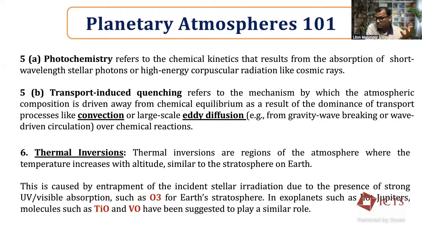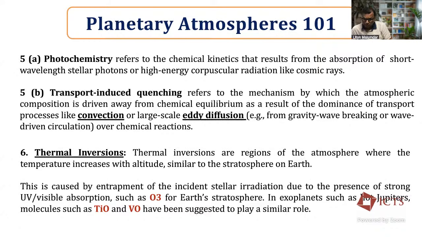There are some other processes also, such as thermal inversion. Okay, so thermal inversion of the atmosphere can be defined as when you go to the top of the atmosphere, suddenly there is an increase of temperature. Similarly to what you see for planet Earth in the stratosphere. And for Earth, it is largely caused by ozone, because ozone can strongly absorb UV and visible photons. And that's why you see thermal inversion in the atmosphere of Earth.